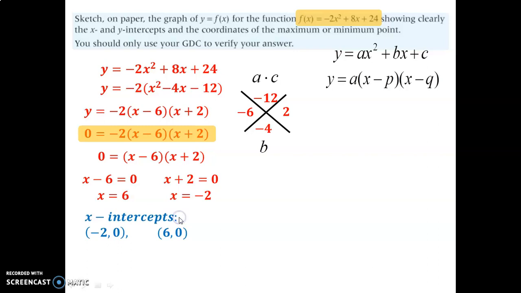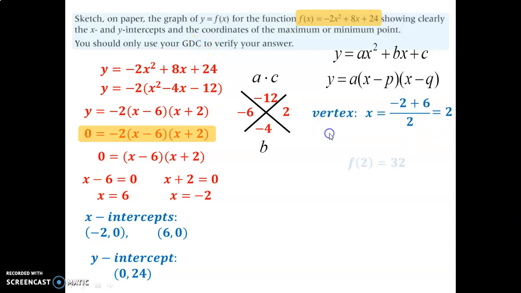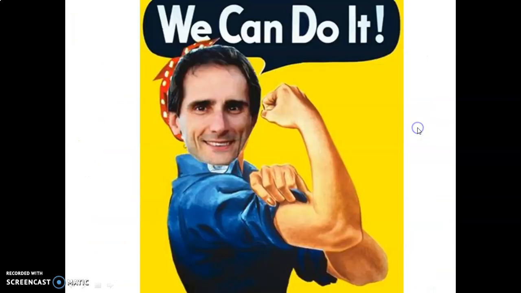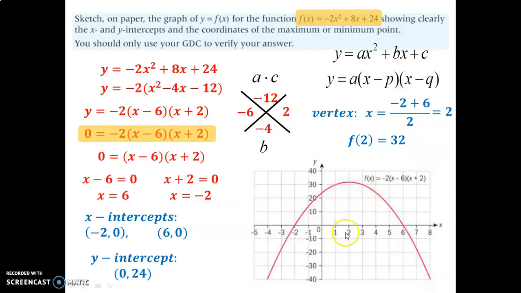Now our x-intercepts help us get the vertex, but we can also get the y-intercept, this number here. We can get the vertex, and once we have the vertex, we can graph. And remember, the vertex is this technique. And check the graph, check everything, it all comes together.